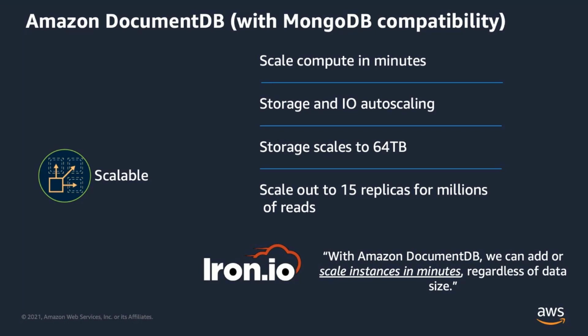DocumentDB's compute, which are basically the instances, they scale out to 15 read replicas within minutes. So 15 is the maximum number of read replicas you can have within a cluster, and that scaling happens within minutes regardless of your storage volume. Ion is one of our customers that scales their clusters in minutes regardless of their data size, and there are many more that do this.